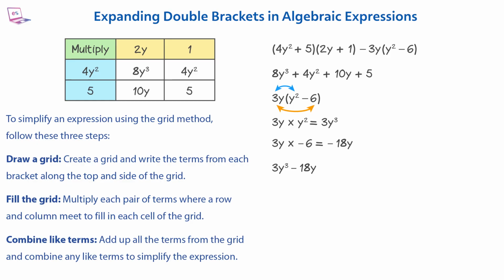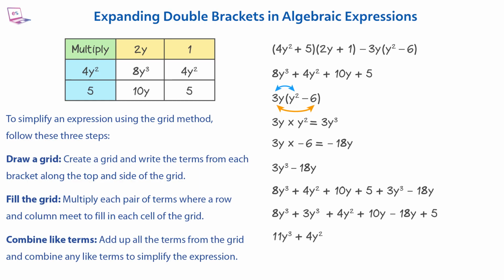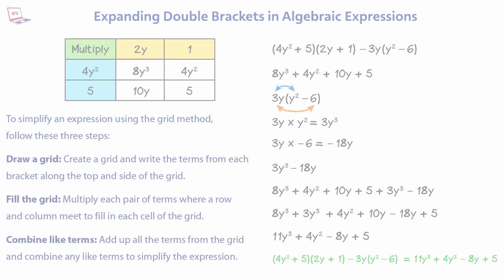Now, let's write the simplified expressions we got from the double brackets and single brackets together. By combining the like terms, we get 8y cubed plus 3y cubed plus 4y squared plus 10y minus 18y plus 5. On simplifying, we get 11y cubed plus 4y squared minus 8y plus 5. The simplified expression of 4y squared plus 5 times 2y plus 1 minus 3y times y squared minus 6 equals 11y cubed plus 4y squared minus 8y plus 5.